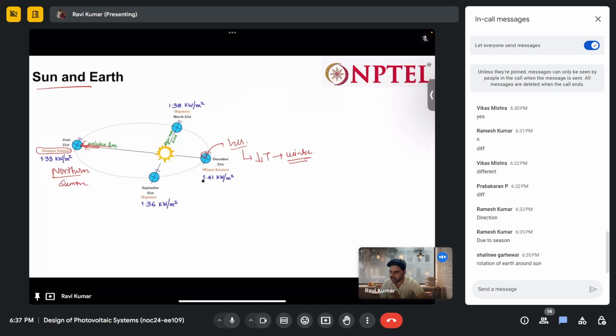So this is the basic reason why we are having different seasons, because the earth is tilted at a particular angle and is rotating around the sun, and due to this rotation different parts are having direct sunlight on the surface of earth, and that's why we have differential heating, or we can say we have different seasons.